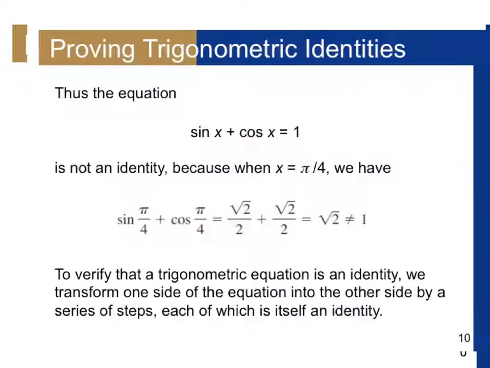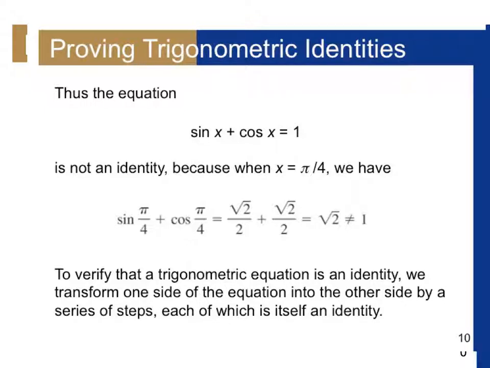Okay, so for example, sine of x plus cosine x equals 1 is not an identity. It's not always true because look at what happens when x is pi over 4 as a simple example. We have sine of pi over 4 plus cosine of pi over 4 is square root of 2 over 2 plus square root of 2 over 2, which is square root of 2, right? This is 1/2 of square root of 2. There's another half of square root of 2, which gives us 1 times square root of 2. Not equal to 1, okay? So that is not an identity, okay?